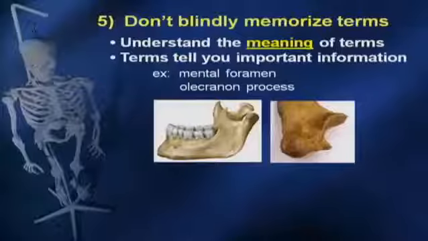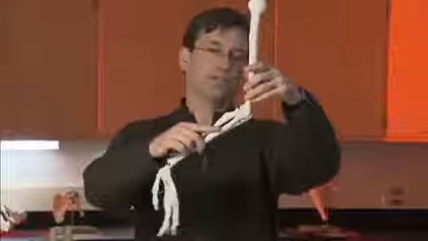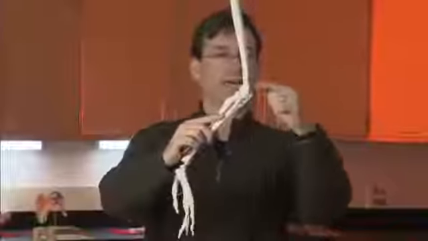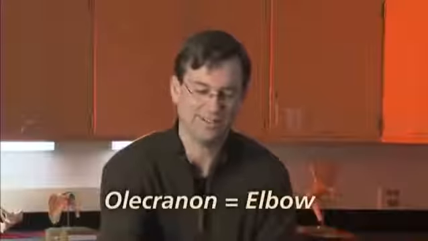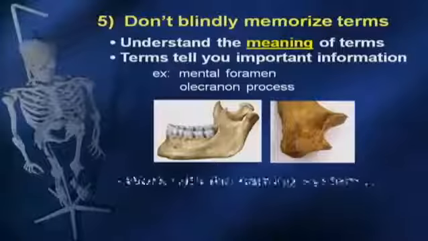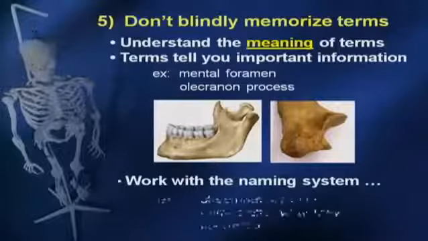If we look over here to the arm where we can see everything hooked together, you can very easily see the olecranon process right here, your elbow. So it's the olecranon process of the ulna. What does the term olecranon mean? Elbow. So if you understand that, you understand the terminology, and that's very, very helpful.